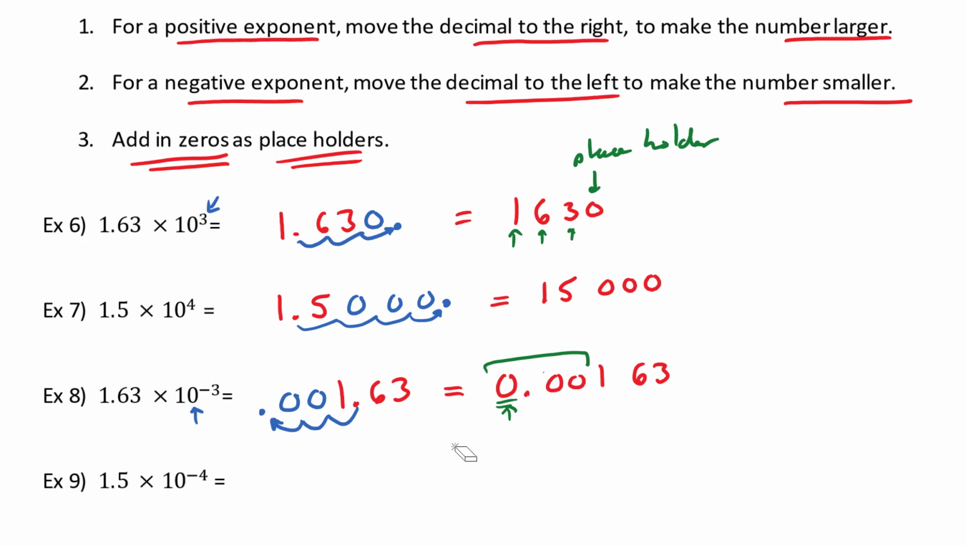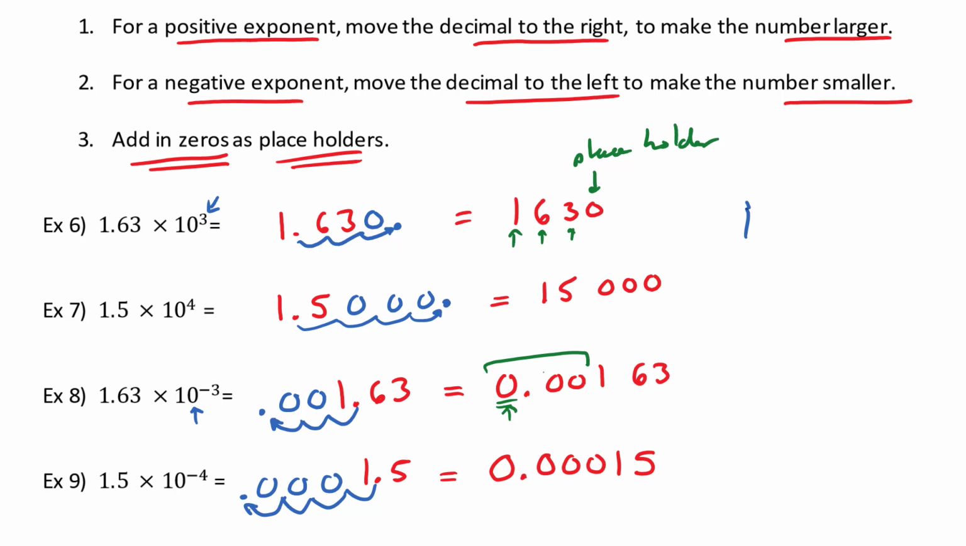Let's try the next one now. 1.5 times 10 to the minus 4. So this number is going to become a lot smaller. I move the decimal over 4 places. 1, 2, 3, 4. And I put in zeros as placeholders. And again, if there's no number in front of the decimal place, we always start with 0 decimal. We have 3 zeros afterwards, then 1, 5.